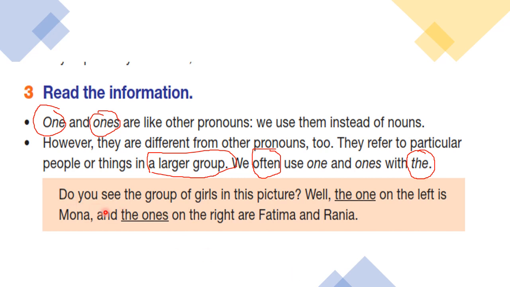Look at this. Do you see the group of girls in this picture? Well, the one on the left is Mona. So please remember, this is a group, and Mona is part of the group. It says the one on the left is Mona. And the ones means I'm talking about more than one person. And the ones on the right are Fatima and Rania. Okay? I believe it is easy. It is easy. In colloquial Arabic we say about ones: the ones standing over there. Okay.